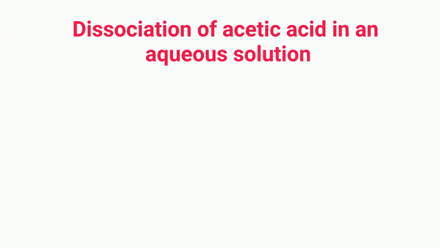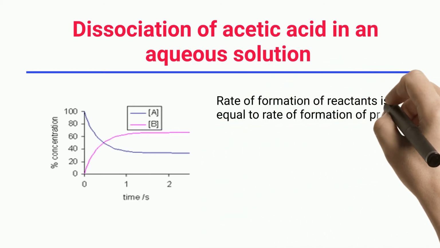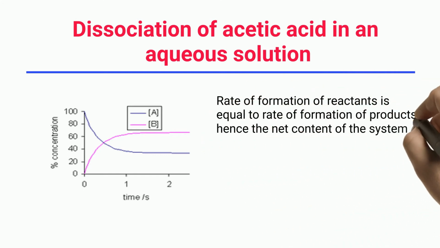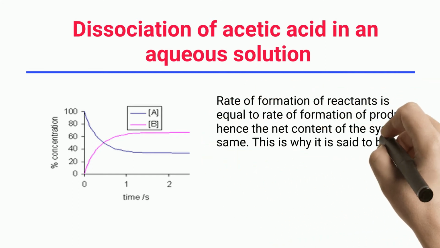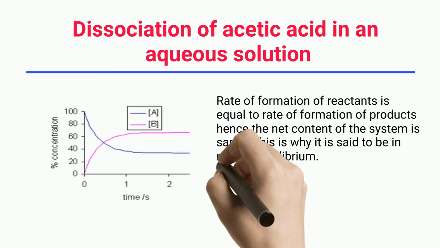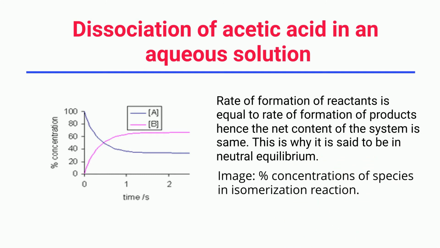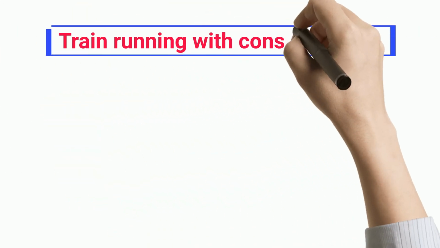Dissociation of acetic acid in an aqueous solution. The rate of formation of reactants is equal to the rate of formation of products, hence the net content of the system is the same. This is why it is said to be in neutral equilibrium. Image: percent concentrations of species in an isomerization reaction. Train running with constant speed.